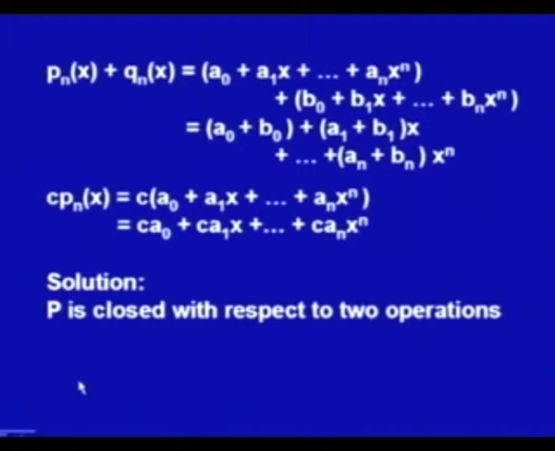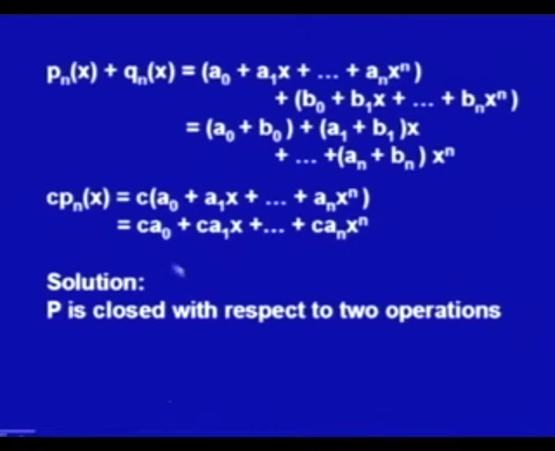For proving this, the first thing we have to do is show that P is closed with respect to the two operations, the addition and scalar multiplication. By this I mean that if I have a polynomial p_n(x) in P and a polynomial q_n(x) in P, then their sum is also a polynomial in P. If you look at this definition, one can easily observe that when we add the two, the right hand side is also a polynomial of degree n with real coefficients a_0 + b_0, a_1 + b_1, etc. So, the set P is closed with respect to addition.